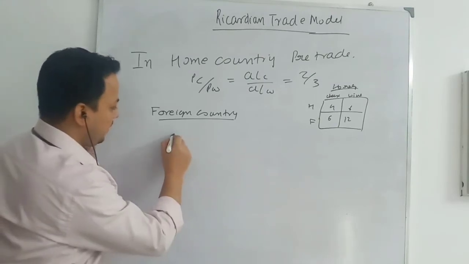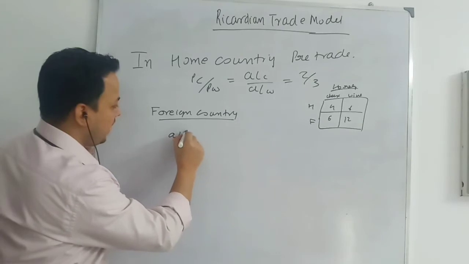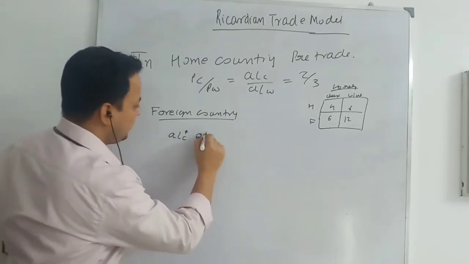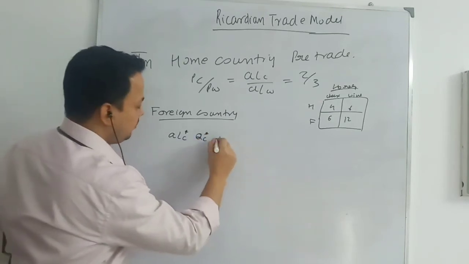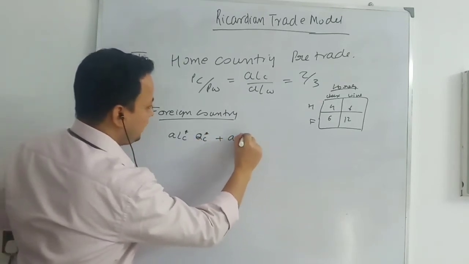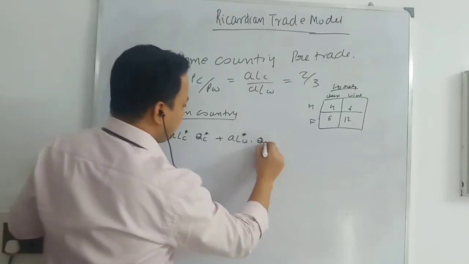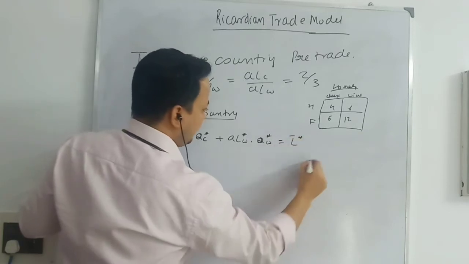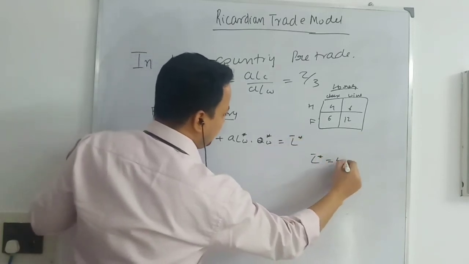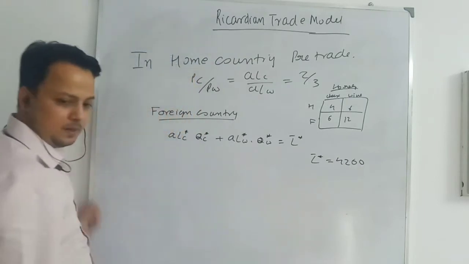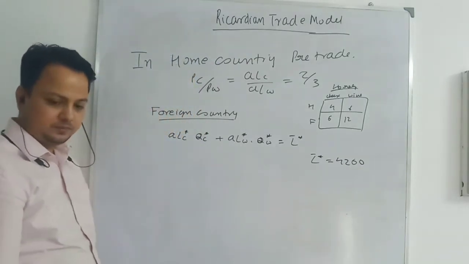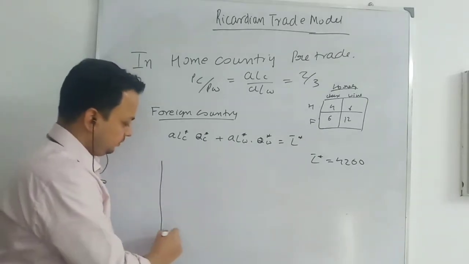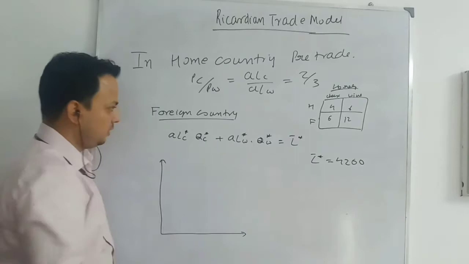So for production, I denote the amount of labor required to produce cheese by ANC star, times the quantity of cheese in the foreign country, plus the amount of labor required to produce wine times the quantity of wine, equal to N bar star. Say N bar star is 4200. Now tell me how you will derive the PPF for the foreign country.